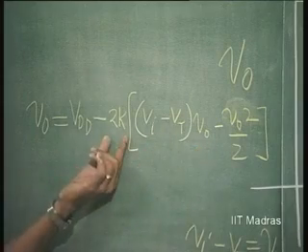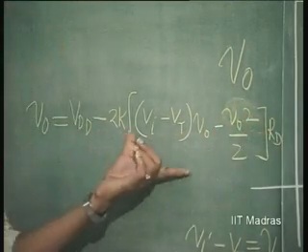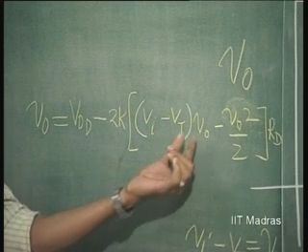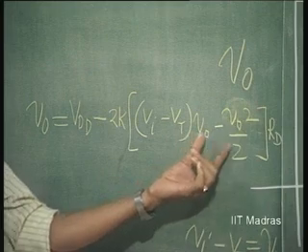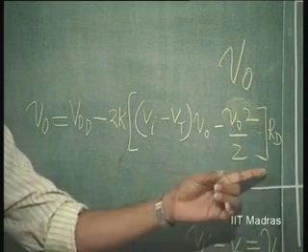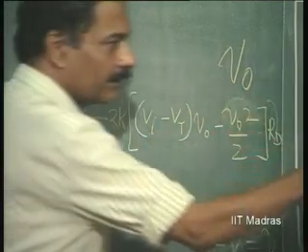That is 2k, this into Rd. IDS is going to be now 2k into VGS minus Vt, which is Vi minus Vt, into VDS, which is V naught, minus VDS squared by 2, which is V naught squared by 2, into Rd. So, this is the equation that is valid in this region.